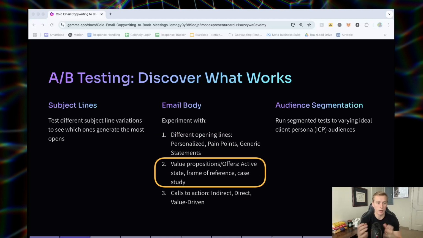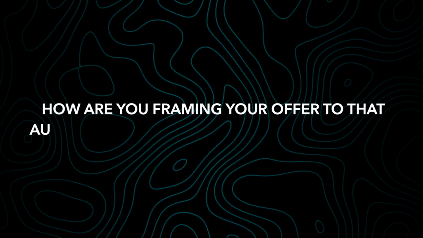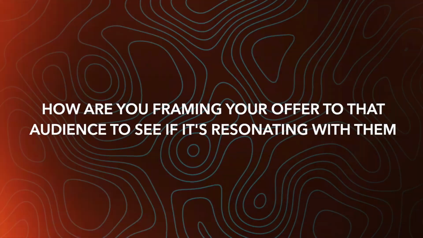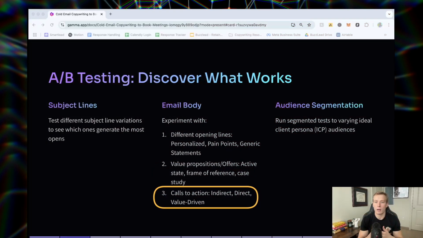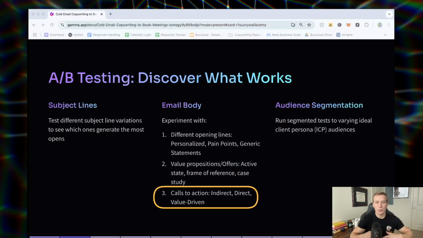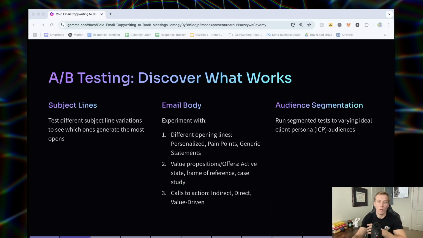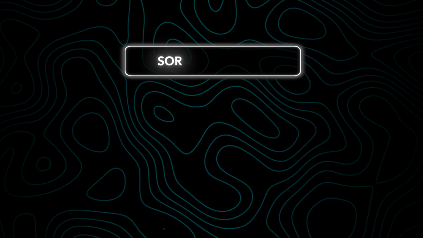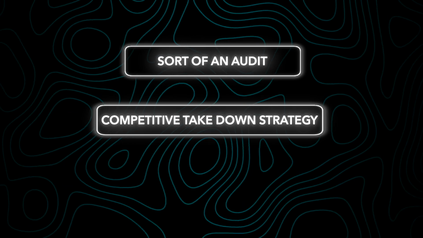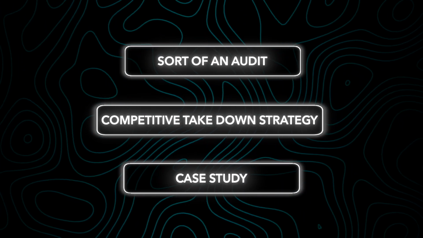Value propositions and offers, right? How are you framing your offer to that audience to see if it's resonating with them? And then lastly is the call to action. Is it a more passive, let me know? Is it a direct, hey, let's find some time to book? Or is it offering a value-driven activity like an audit or a competitive takedown strategy, or maybe a case study or something that they haven't seen before?